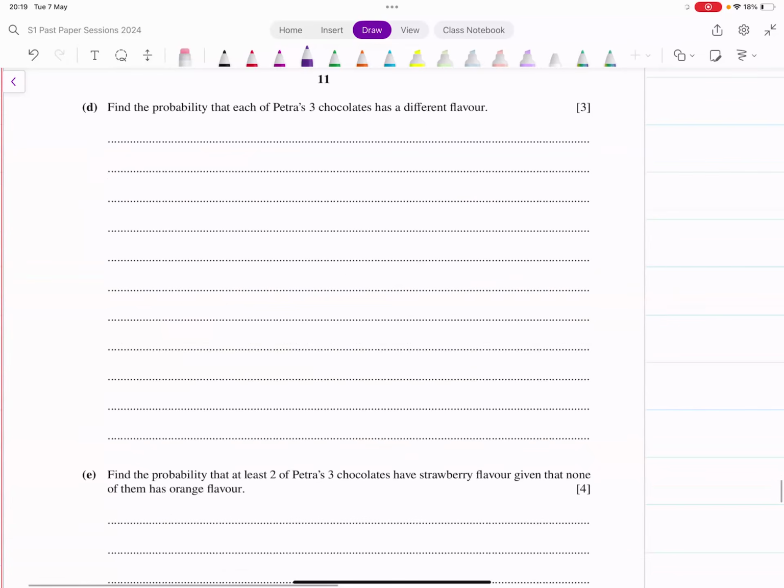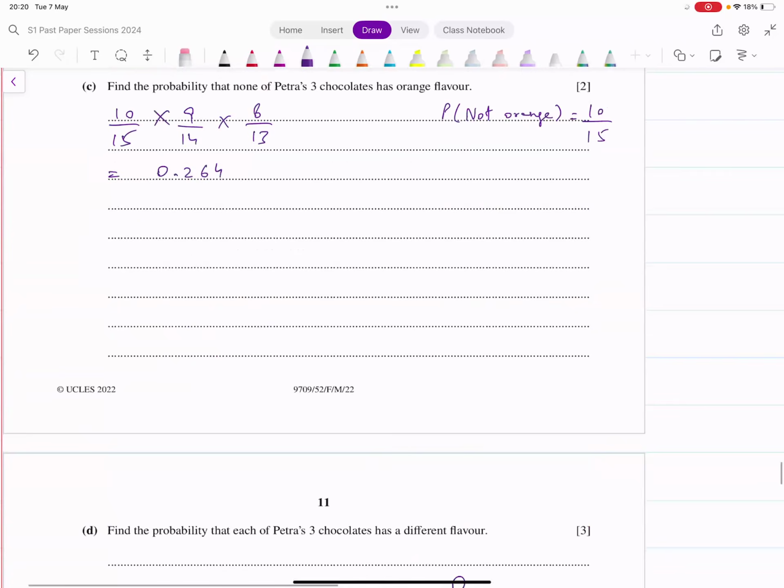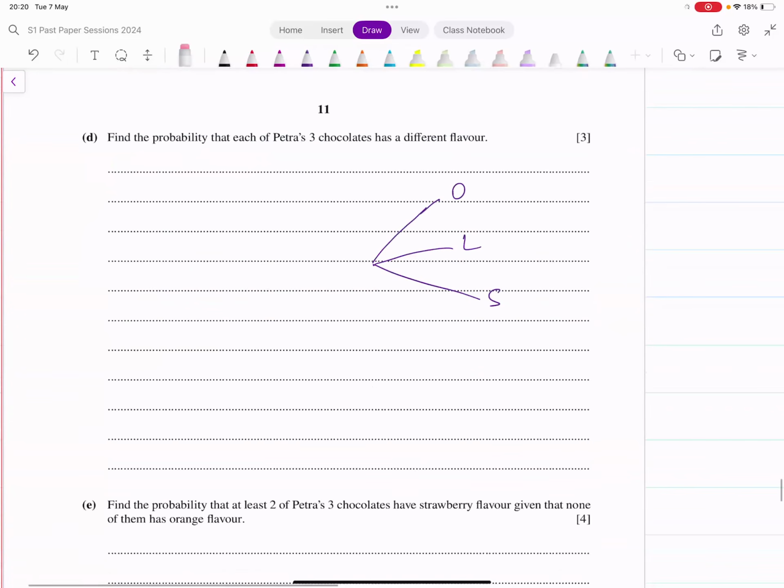Now, there are 2 ways of thinking about this. One way could be using a tree diagram. First time you have an orange or lemon or strawberry. These are the 3 flavors: lemon, orange, and strawberry. And then the next time, again, you have 3 options here, 3 options here, 3 options here, with each of them. Now she wants the chocolates to have different flavors. That means one of them has to be lemon, another has to be orange, and another has to be strawberry.